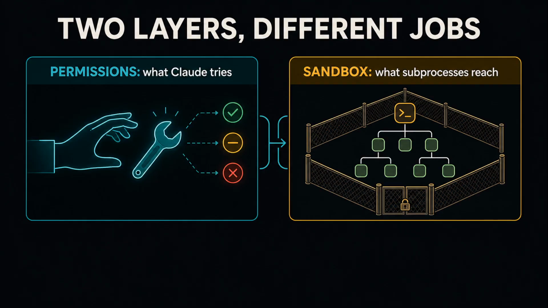Permissions decide what Claude is allowed to try. Sandboxing decides what the spawned subprocess can reach. A rule that allows npm test still lets npm test spawn child processes that might write outside the workspace or open network connections. Sandboxing follows those subprocesses. Permissions do not. They complement each other. One without the other leaves a real gap.